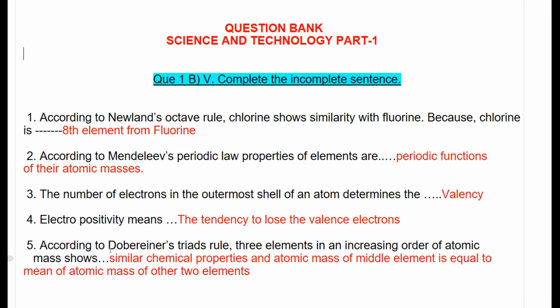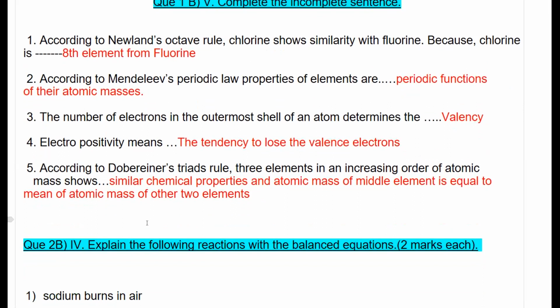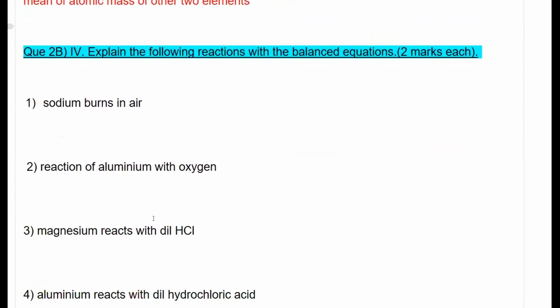Next is, according to Dobereiner's triad rule, 3 elements in an increasing order of atomic mass show similar chemical properties. And we know that the atomic mass of the middle element was approximately equal to the mean of the masses of the other 2 elements. So these are the 5 questions. Next is, explain the following reaction with balanced equations.